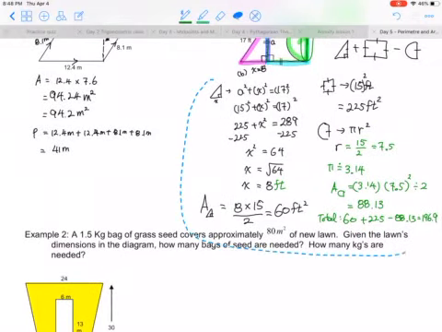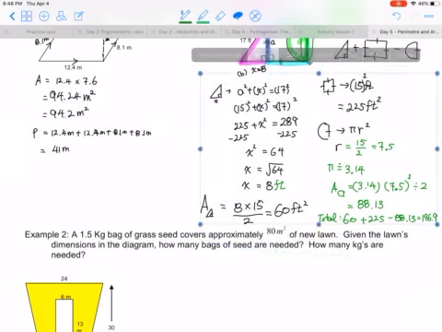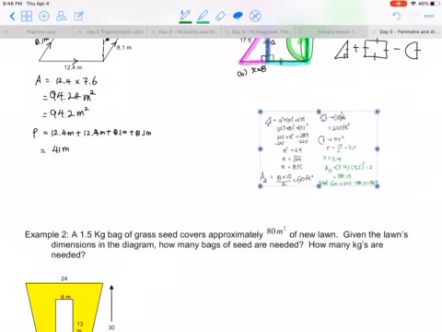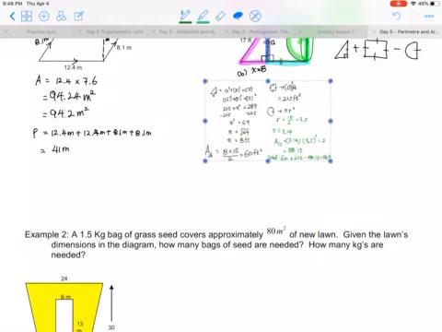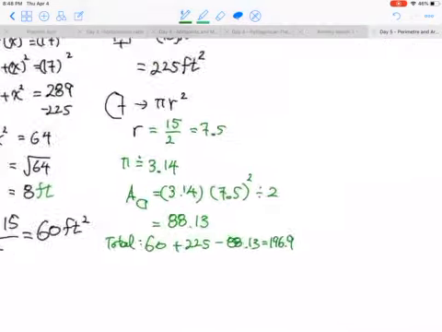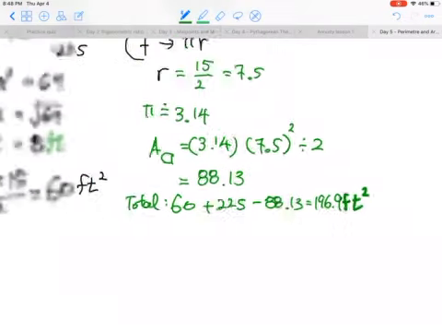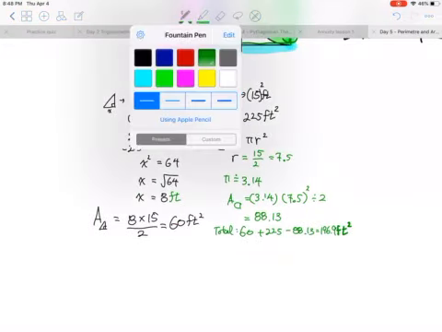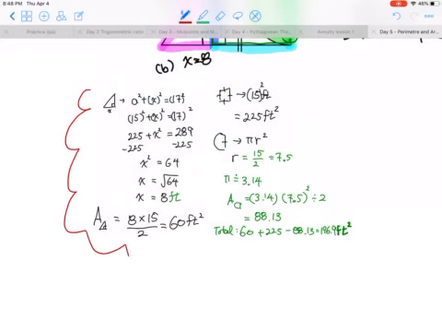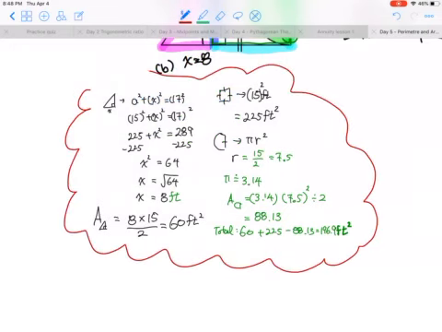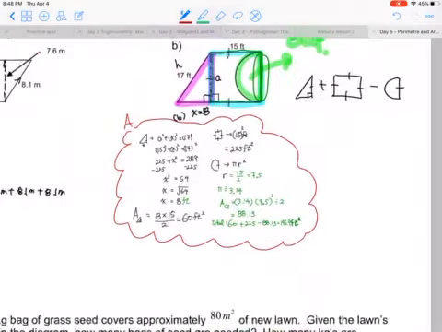Ooh, this is going to be a little too big. Okay, so let's actually decrease the size of it. So I'm just going to zoom in a bit. So then feet squared. Okay, so that is the area. Now then the perimeter.